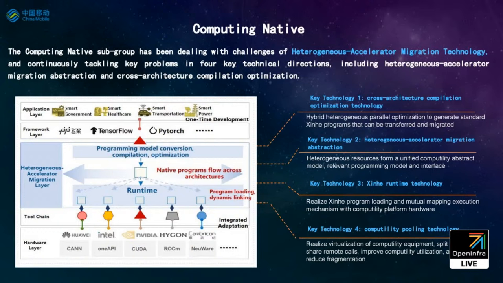As shown on this page, the technology architecture mainly consists of two layers: the heterogeneous accelerator migration abstraction layer and the computing force pooling layer. Among them, the heterogeneous accelerator migration abstraction layer mainly includes native interfaces based on a unified programming model and converters, as well as a hardware native stack formed by a cross-architecture comprehensive compiler and runtime, generating a unified executable program format. The computing force pooling layer is mainly composed of components for heterogeneous computing power resource management, scheduling and pooling, achieving unified management and pooled execution of heterogeneous computing power resources.